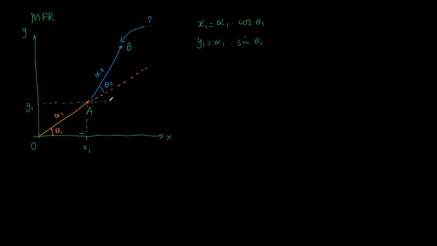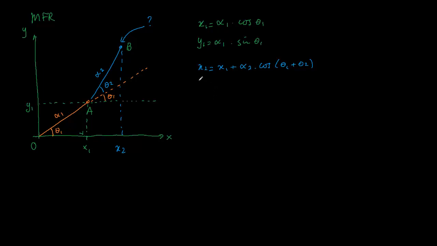Okay, now we look at point B. Relative to the horizontal, we have the theta 1 angle over here. So the angle of the second arm relative to the horizontal would be theta 1 added to theta 2. So what we get is x2. The x2 is actually x1 added to the length of the second robot arm, alpha 2, times the cosine of these two angles, theta 1 added to theta 2.